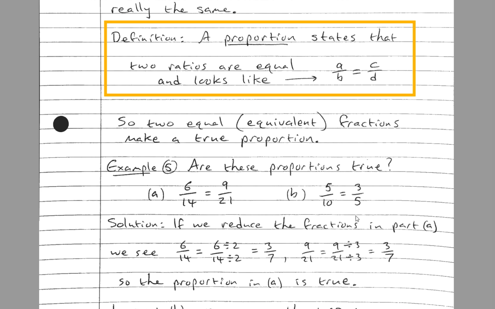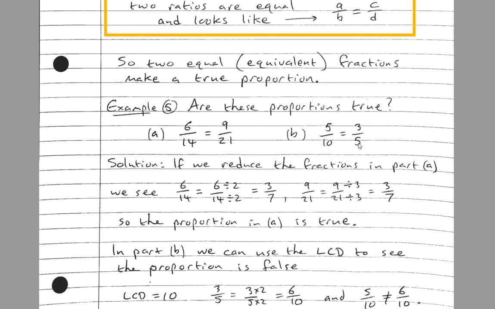How about the second one? Is 5 over 10 equal to 3 over 5? Yeah, this one looks a bit more suspicious. Yeah, if you simplify these, we're getting 1/2 equal to 3/5. I don't think so.